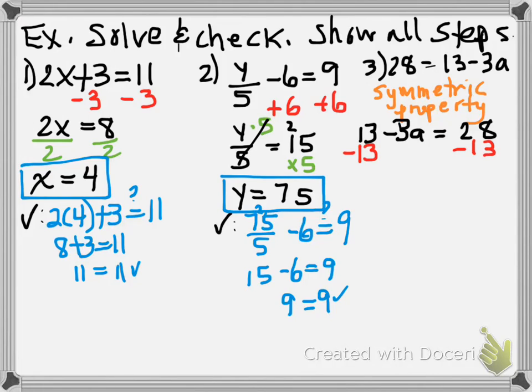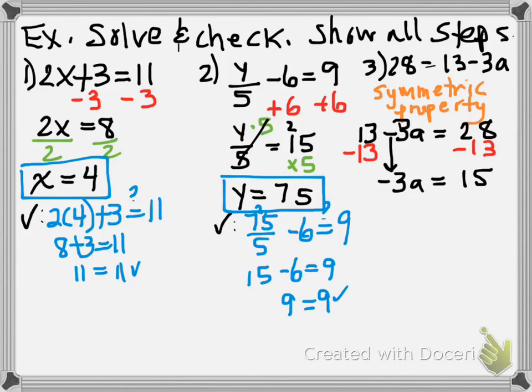Now, what do you think a common mistake is? What do you think most kids want to write? Add. They'll write just a positive. No, they won't add 13. Ashley? They won't keep the negative. They'll forget about the negative in front of the 3a. That's super important that he's still there. So we get negative 3a equals 15.